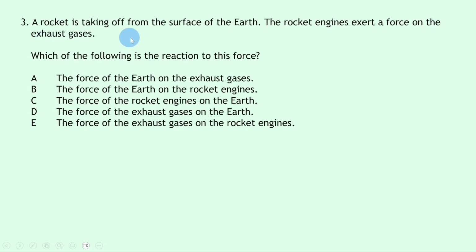Question 3 says a rocket is taking off from the surface of the Earth. The rocket engines exert a force on the exhaust gases. Which of the following is the reaction to this force? Well, remember for Newton's third law statements or Newton pairs like this, we just need to swap the order of some of the words. So instead of the rocket engines exerting a force on the exhaust gases, if we swap rocket engines round for exhaust gases, then we've got the exhaust gases exerting a force on the rocket engines. And that is given by the last statement here, the force of the exhaust gases on the rocket engines. So that means my answer here is E.